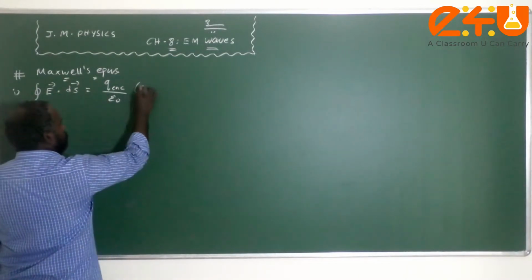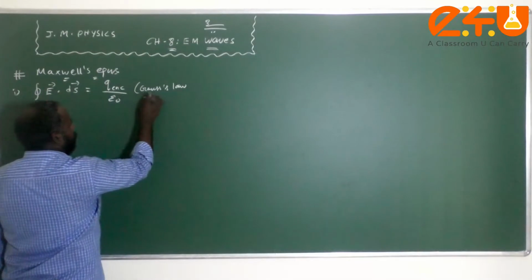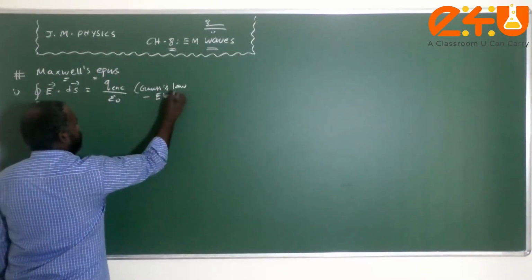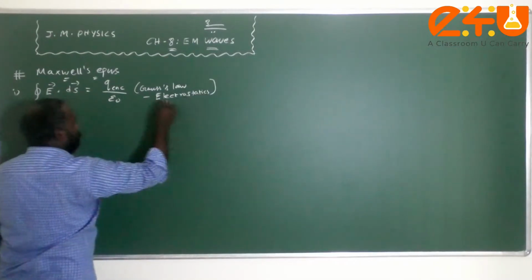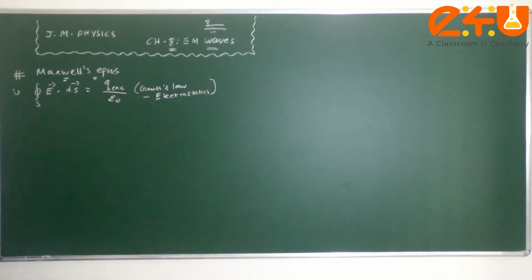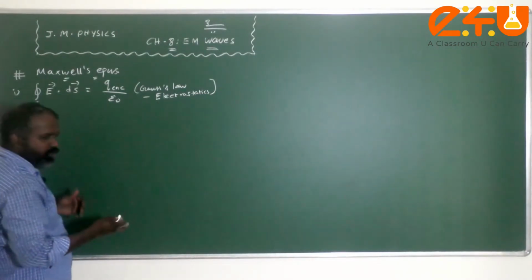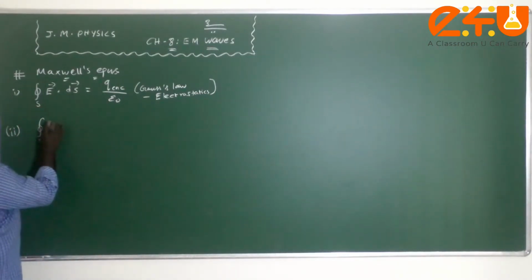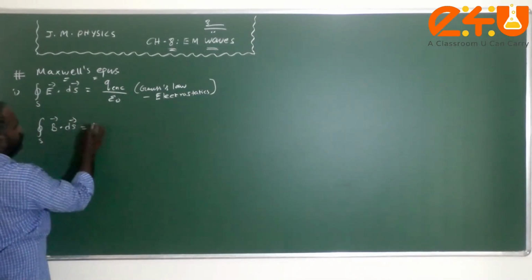What we obtained is from the Gauss law for electrostatics. The next, second one is Gauss law for magnetostatics. That means the magnetic flux will be zero. That we already discussed in the video lectures. That is B vector dot dS vector is equal to 0.